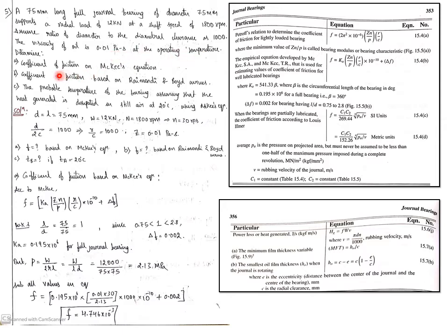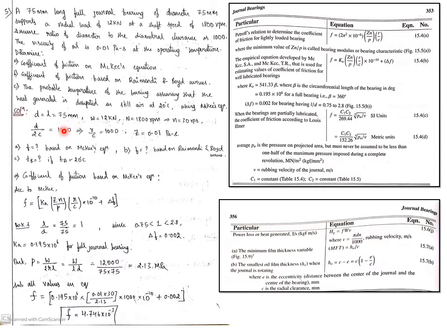Now he is asking to determine the coefficient of friction according to Mecker's equation, according to Riemann and Boyd curves, and the probable temperature of the bearing, assuming that the heat generated is dissipated in steel areas, and it is using Mecker's equation. Okay, so let's see how to solve this basic problem, which is very much important from the exam point of view.